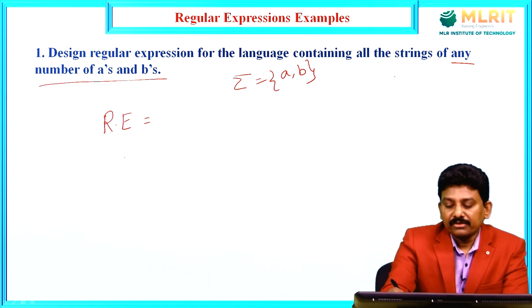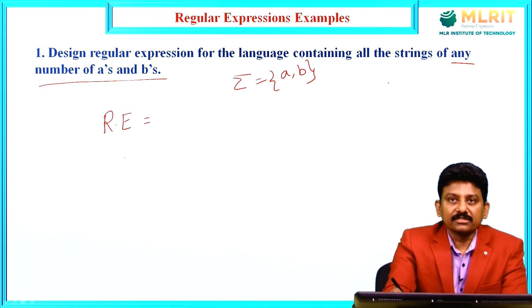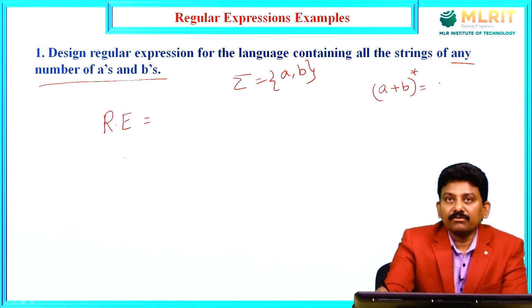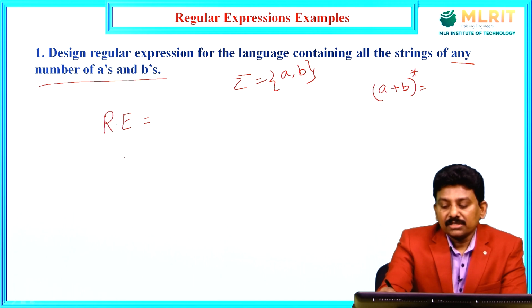So, any number of A's and B's means any combination, any length. The string length is anything, the position of A's and B's are anything. So, it is a combination of A's and B's. So, A plus B will give A or B, that is union. If you write A plus B star, it includes everything, that means Kleene star. Kleene star includes epsilon also.